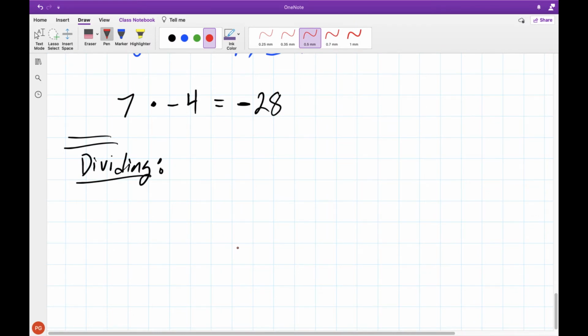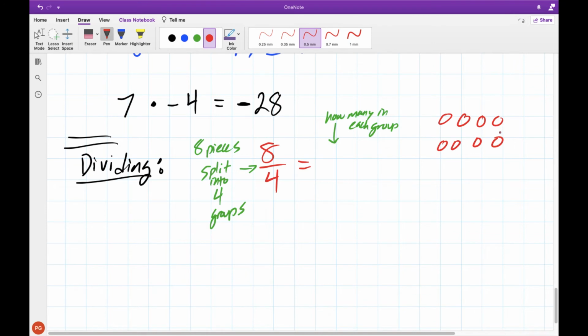Now I said that the rules were the same for dividing. I'd like to show you why that is. First off, if we have a question like 8 divided by 4, so we have 8 pieces split into 4 groups, and then we want to know how many are in each group. So if these are our 8 pieces, we can see that if we split them up like this, each of our 4 groups contains 2 pieces, so our answer is 2. And notice, each of these pieces is positive because we had a total at the start of positive 8, so each of the groups has positive 2 pieces in it.